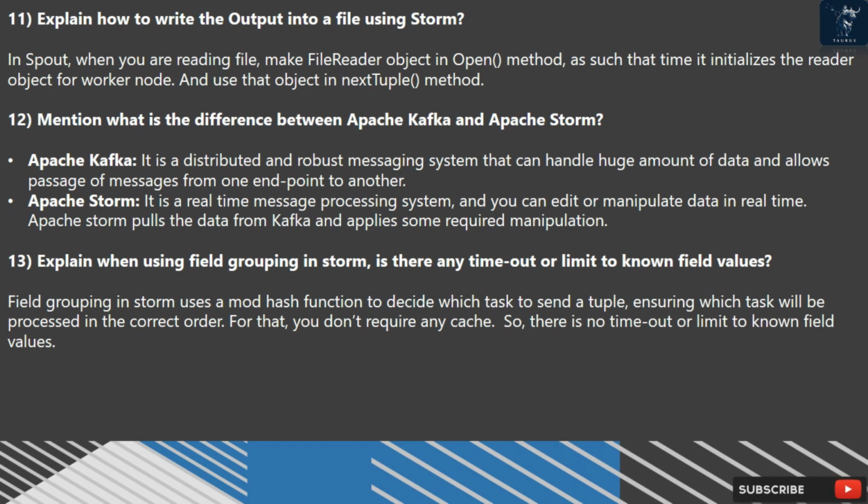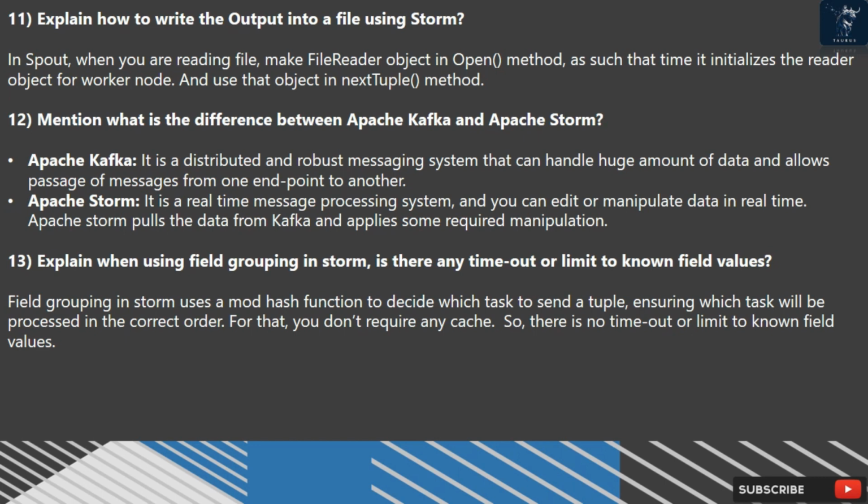12. Mention what is the difference between Apache Kafka and Apache Storm. Apache Kafka is a distributed and robust messaging system that can handle huge amounts of data and allows passage of messages from one endpoint to another. Apache Storm is a real-time message processing system, and you can edit or manipulate data in real time. Apache Storm pulls the data from Kafka and applies some required manipulation.